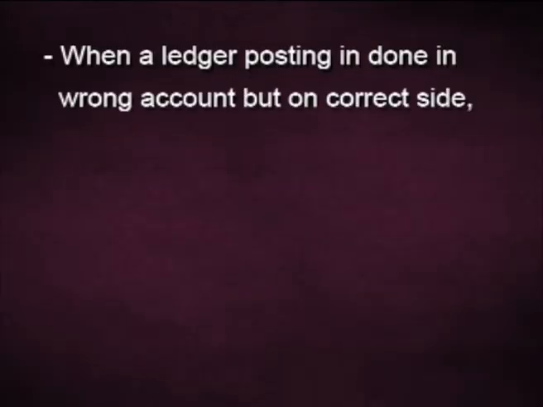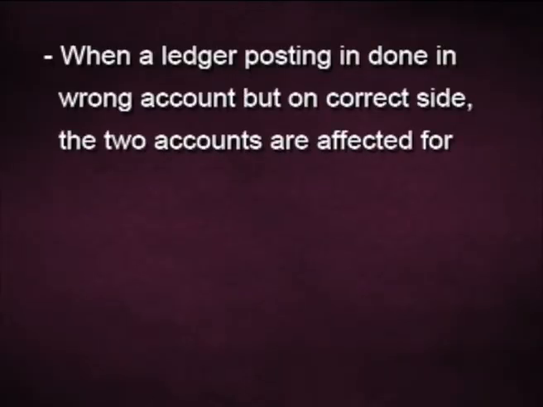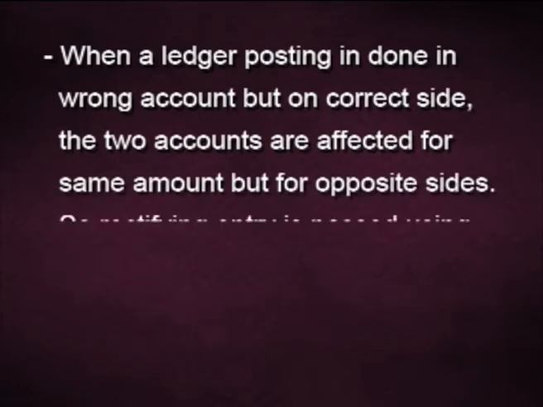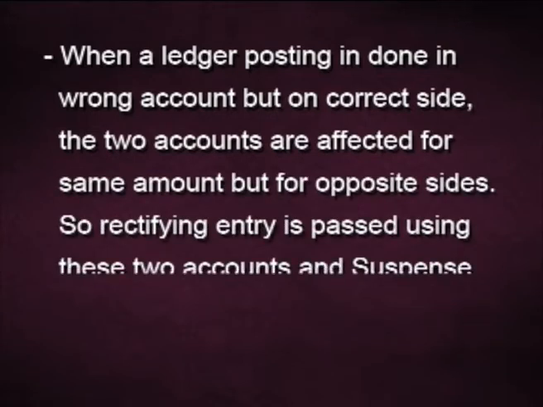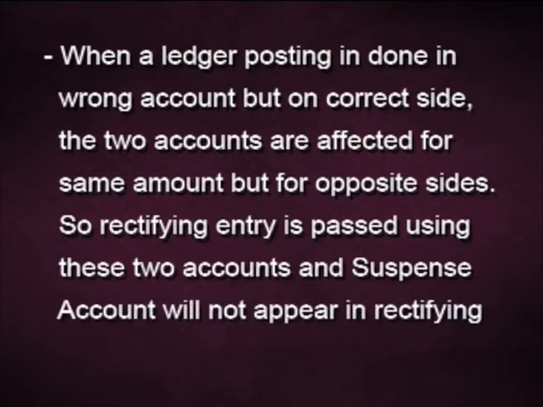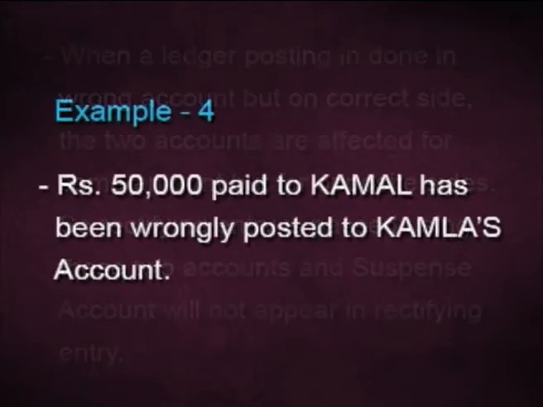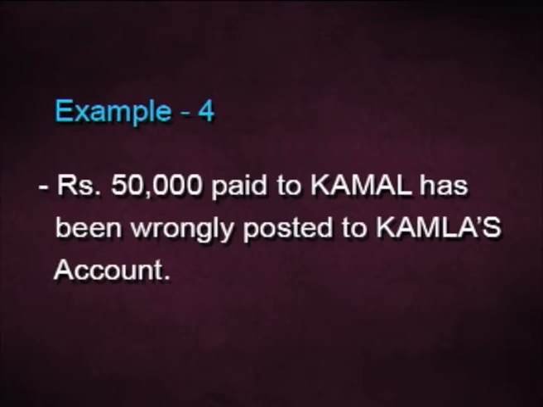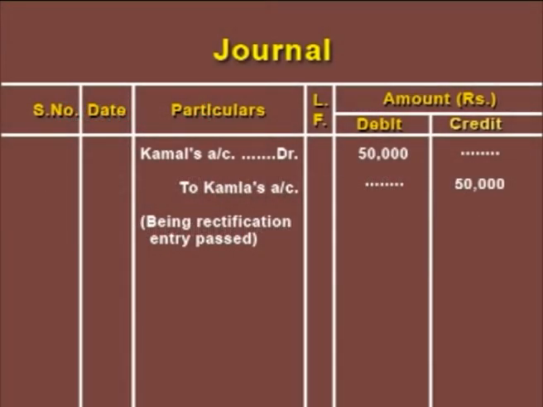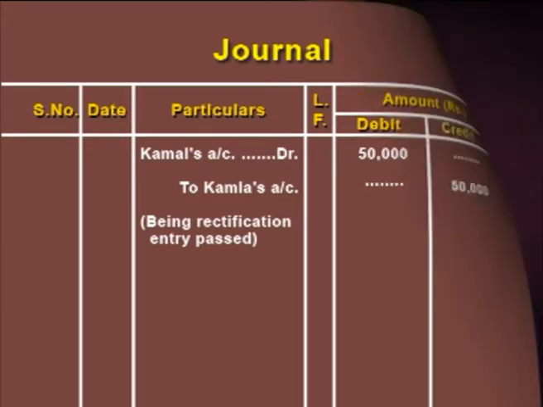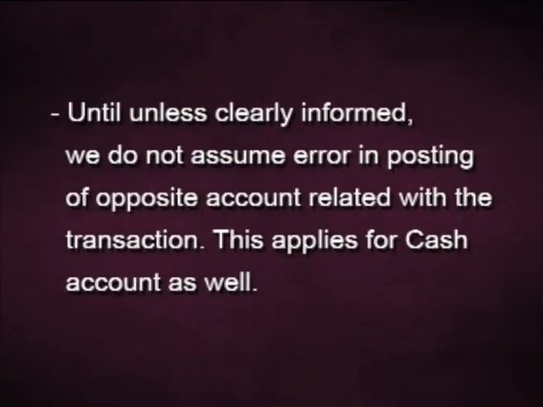When a ledger posting is done in the wrong account but on the correct side, the two accounts are affected for the same amount but on opposite sides. So, the rectification entry is passed using these two accounts and suspense account will not appear in the rectification entry. You can see the example. Unless clearly informed, we do not assume errors in posting of the opposite account related to the transaction. This applies to cash account as well.